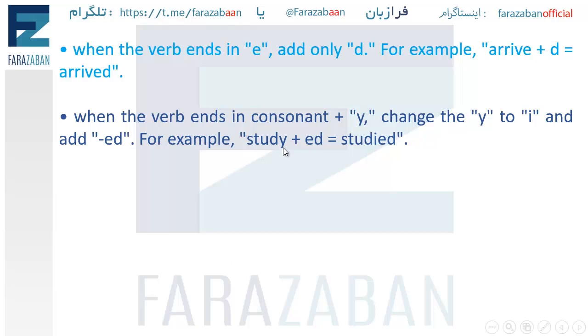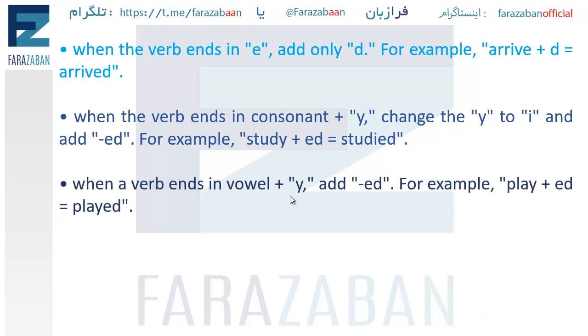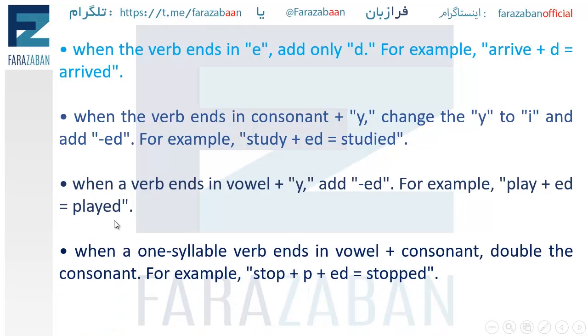Look at the verb carefully. What does it end in? In y. If before the y there is a consonant, and we know English has five vowels, A, E, I, O, U, and the rest are consonants, then change the y to i and add ed. Study, studied. Another case: if your verb ends in a vowel and y, just add ed. Like play: it ends in y and before that you have a vowel, A, so just ed. Played. Okay, when a one syllable verb ends in vowel consonant, double the consonant. For example, stop plus p plus ed.